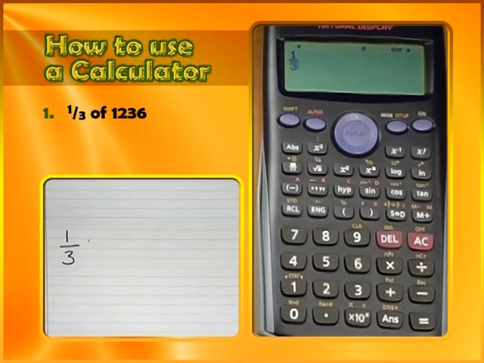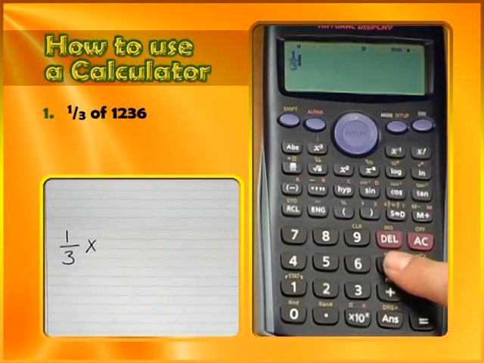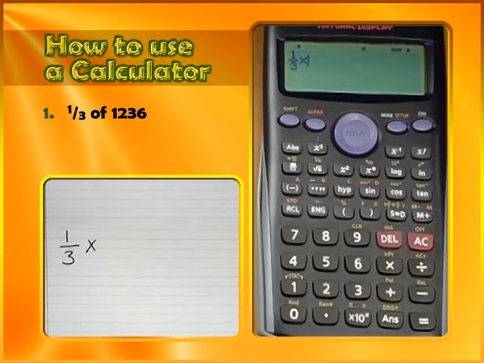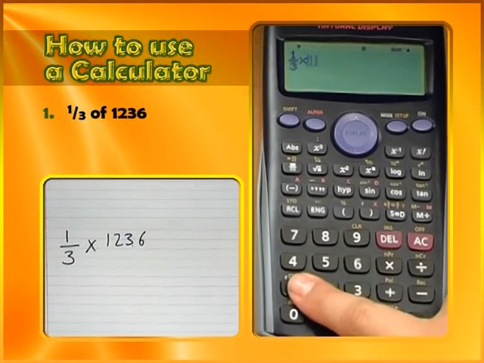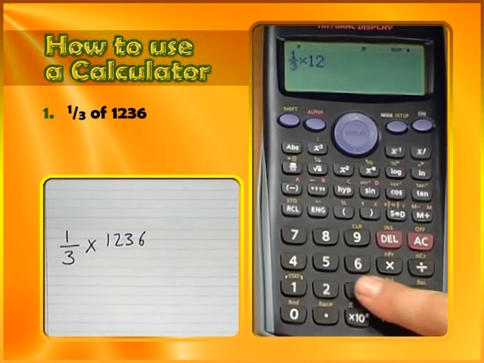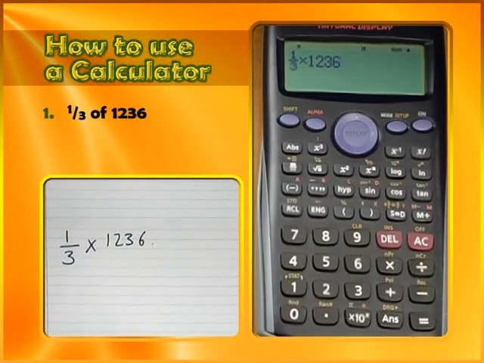Of means times, so we press the operation times. In order to do that, we press the arrow and then we go to the multiplication sign. Then we key in the numbers 1, 2, 3, 6. And then we press the equal sign and you get the answer immediately, 412. It is so quick and so efficient.